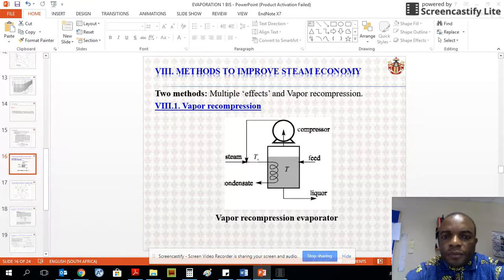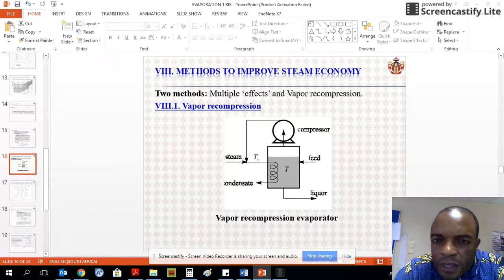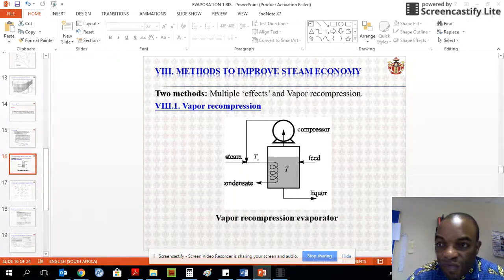Now, you will recall that it is desirable to have a high steam economy. But when you use a single effect evaporator, the highest that you can obtain is 100%. But practically, you always have steam economy less than 100%, 60, 70%. But there are strategies which have been devised in order to improve, to increase steam economy.